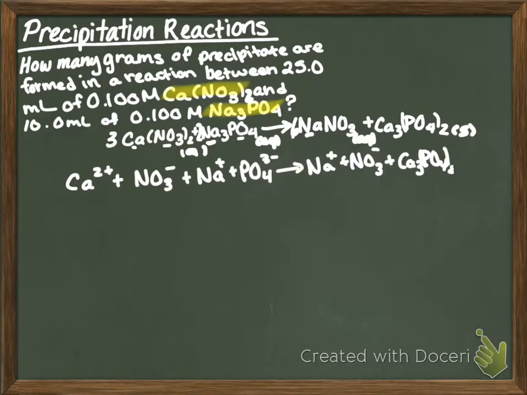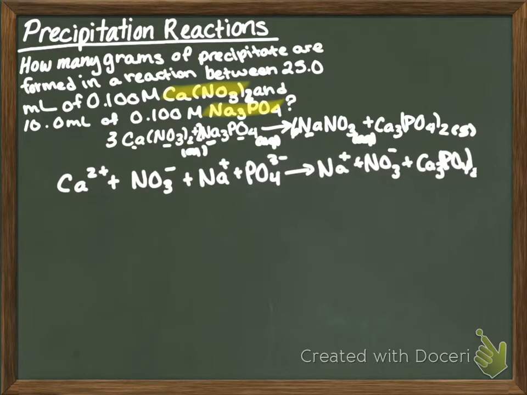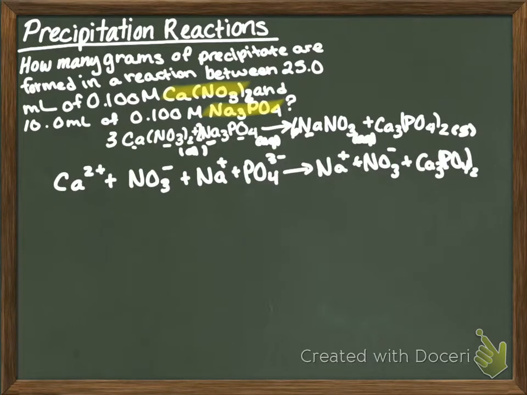Okay, so looking at this right here, we are missing some charges, so let's go ahead and add those. Everything that I split into an ion is supposed to be aqueous, so I'm going to write those in, and then I'm just going to put my little solid here by the calcium phosphate.